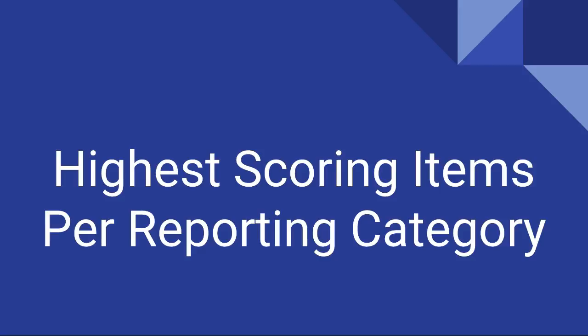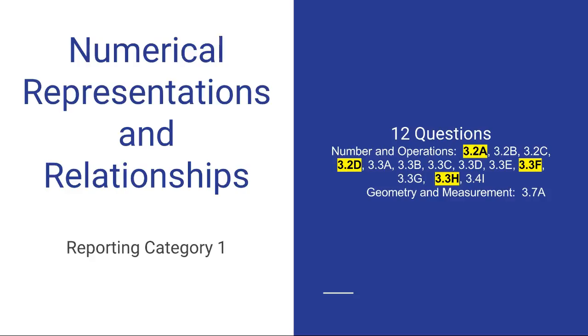So I want you to look at these highest scoring items and see what commonalities you see between these items. These will be shown to you by reporting category, and you'll notice this is reporting category 1. We have 12 questions on this test, and anything that's highlighted yellow tells you that it is a readiness standard.